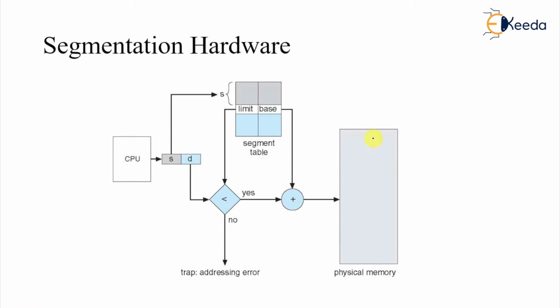So this is the exact diagram. Earlier we had p and d, and now we have s and d. From the segment table, it will go to the limit. If the check says no, then trap. Otherwise, yes, go to the base and take the value. So first we go to the segment number, then we check the limit against the offset value.